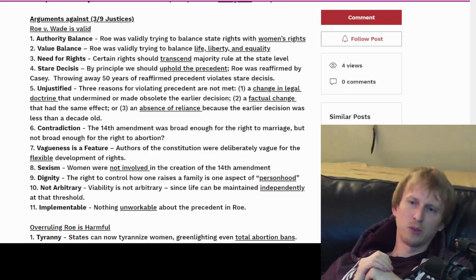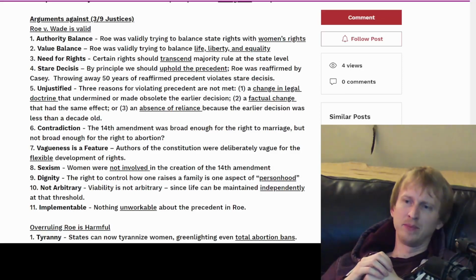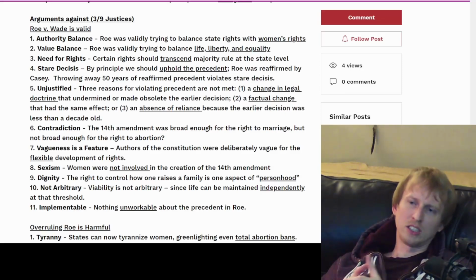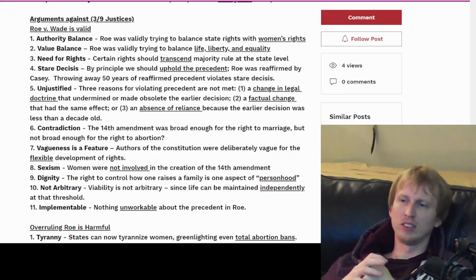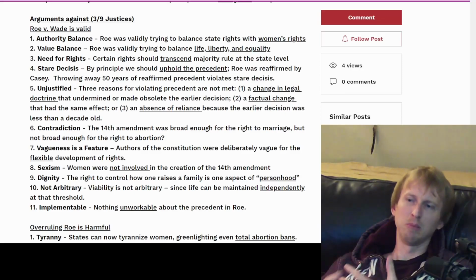The next argument was implementability. So the six justices were saying Roe versus Wade was too vague and arbitrary to implement properly, and these three justices are just flat out refuting that. There's nothing wrong with Roe. It's been working for 50 years.